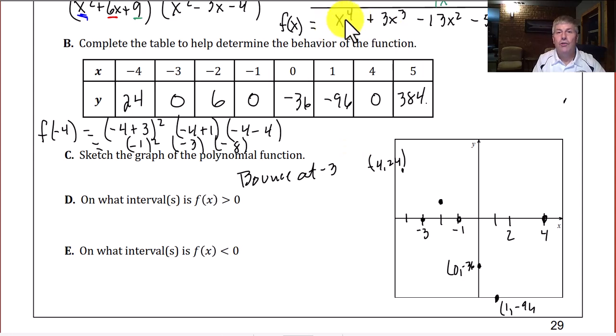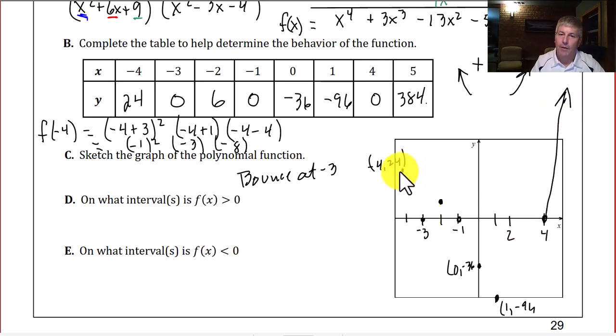So the other thing we should notice is this is a 4th degree polynomial. So it's an even degree polynomial. Our end behavior is going to be in the same direction. And because the coefficient of x to the 4th is positive, our end behavior is going to go positively. So we know, since we don't have any more x-intercepts, our graph is going to head through that point. And from negative 4, 24, it's going to head that way.